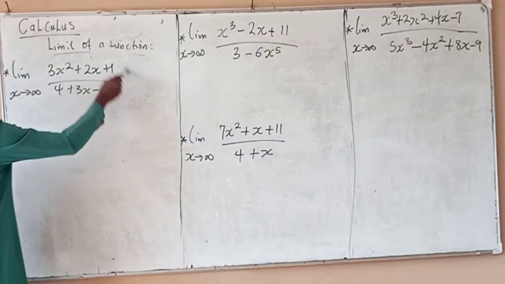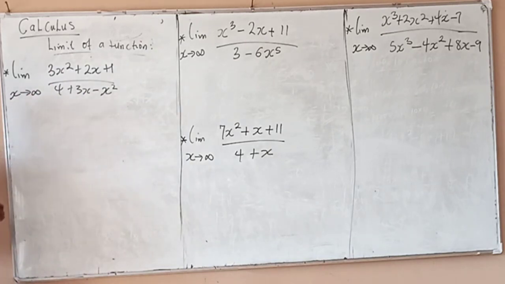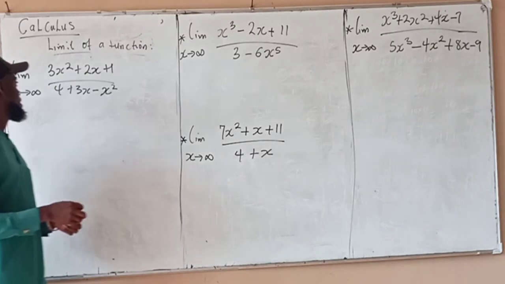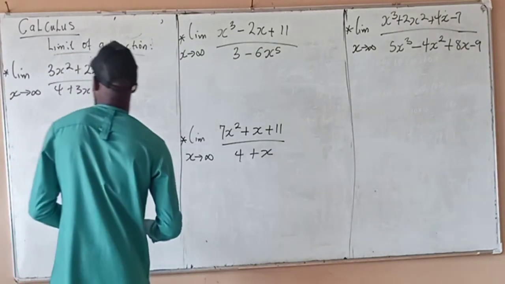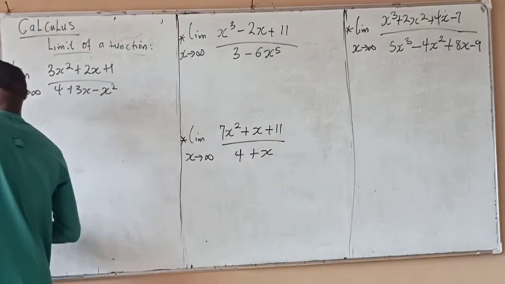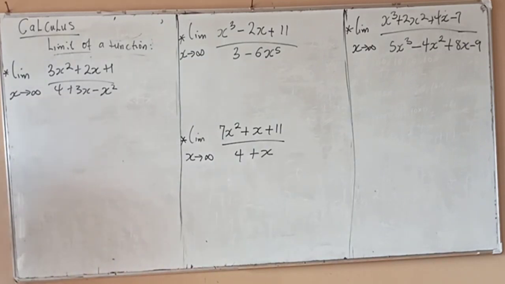We need the limit of the function 3x squared plus 2x plus 1 divided by 4 plus 3x minus x squared as x approaches infinity. So, okay, let's look at how to do this substitution.